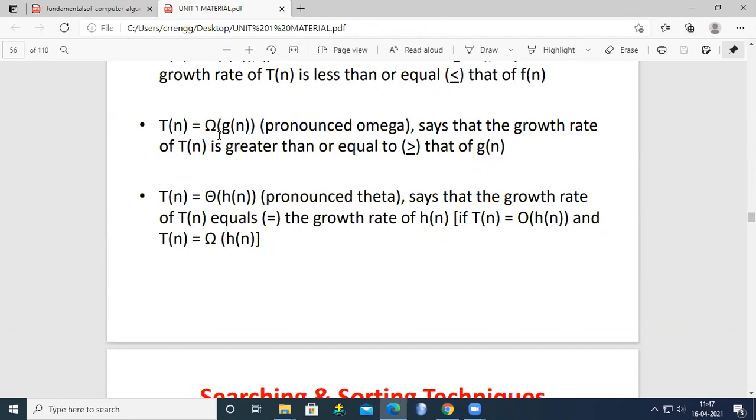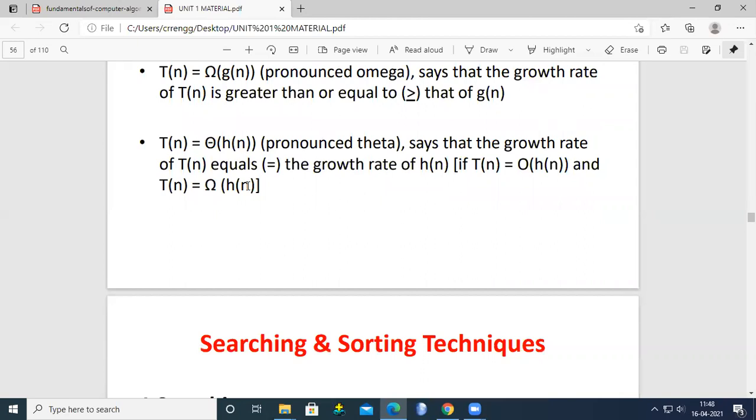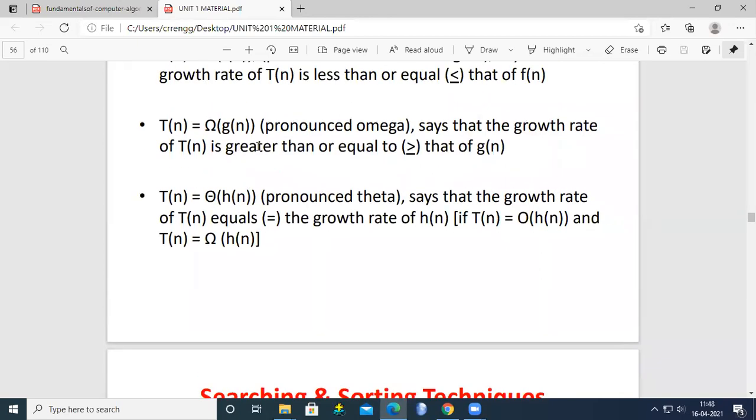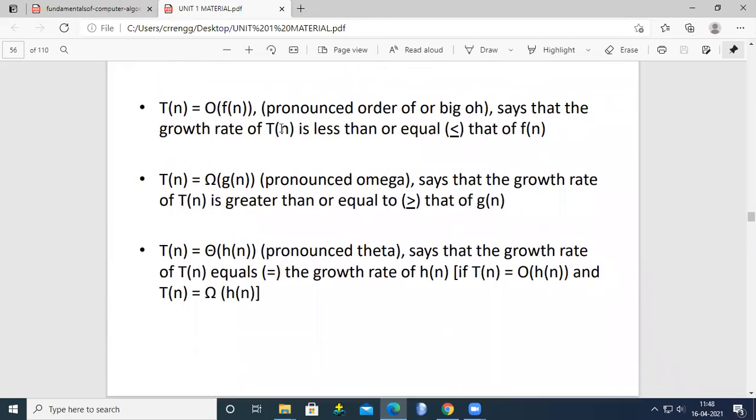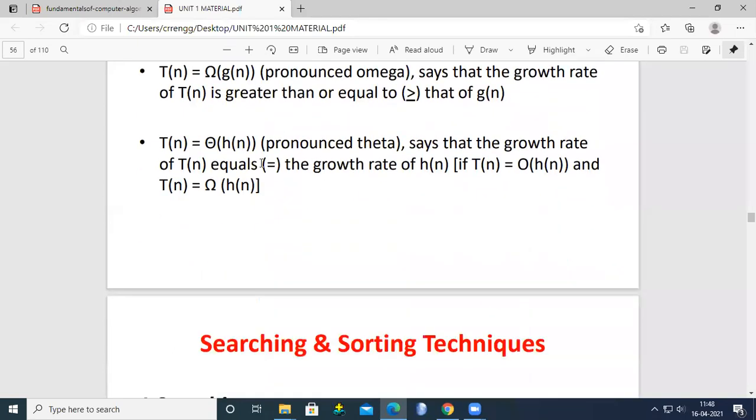In the case of omega notation, pronounced omega, it says that the growth rate of T of n is greater than or equal to that of g of n. So in the omega notation, we are taking greater than or equal to, and in the big O notation, we are taking less than or equal to.